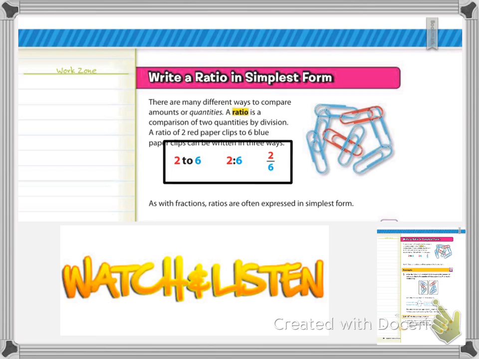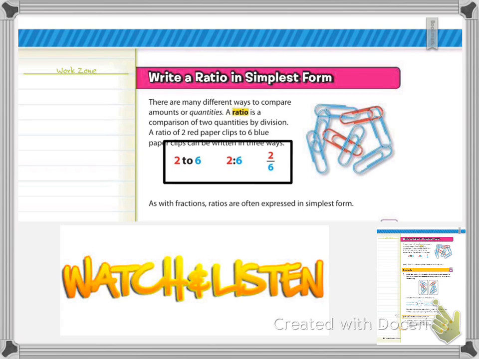One is with the word "to," spelled out T-O. The other one is using the colon, which is what those 2 dots are. And the third way, and the most popular way, and the way that we're really going to be writing them mostly in class this year, is the way that they look like a fraction. And they do look like a fraction, and we're going to be doing fraction type things to them. But what you want to always remember is that you always are comparing 2 numbers through division. So by making them look like a fraction, that would work.